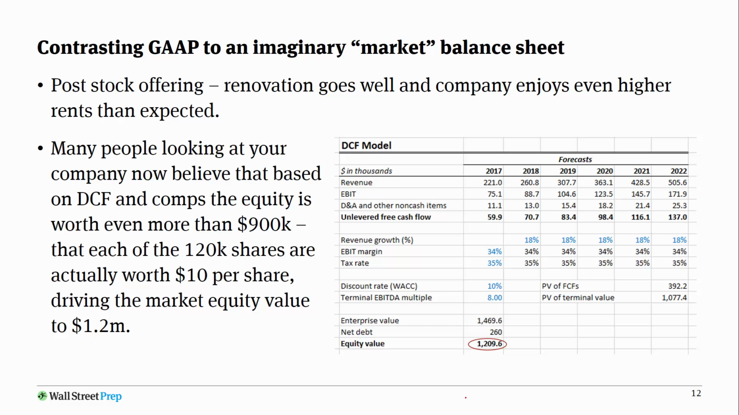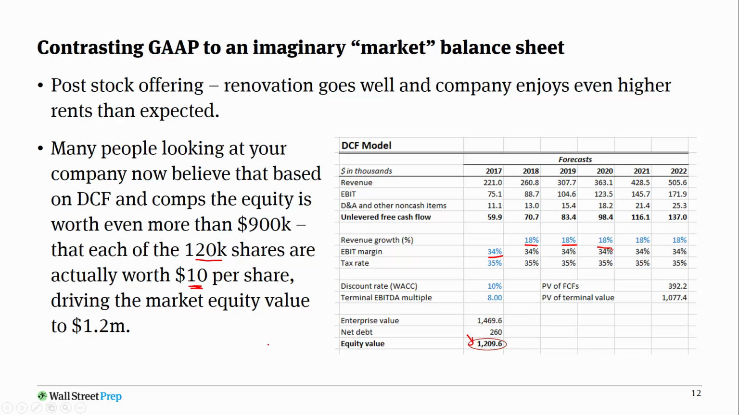So now let's go on with this example, and let's assume that post stock offering, so you've gotten the $150,000, the renovation goes well, the company's enjoying higher rents, even higher than originally expected, and so many people looking at your company now believe, based on the DCF, that revenue growth is higher than we originally thought. Margins are a little better than we originally thought, and our business isn't worth 900,000 anymore, it's worth 1.2 million, right? So each one of your 120,000 total shares is not worth $7.50 like a moment ago, but now worth $10 per share, driving that market valuation of 1.2 million.